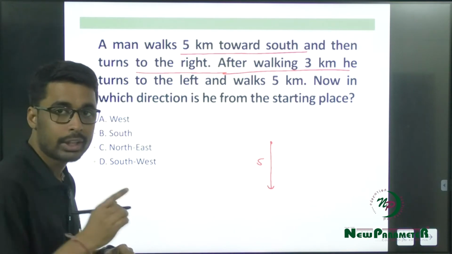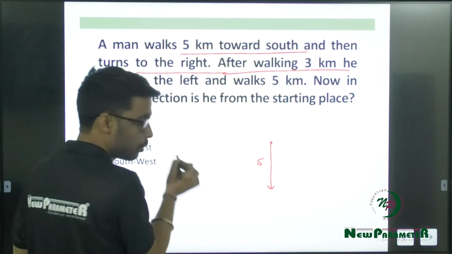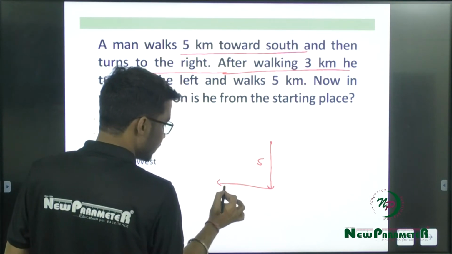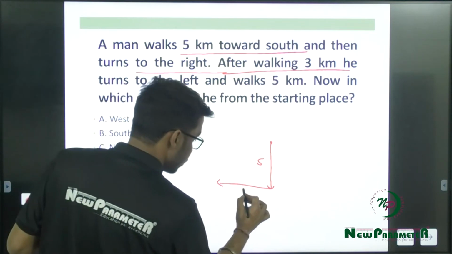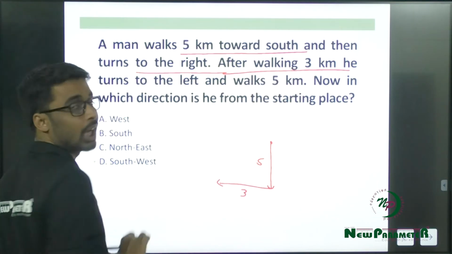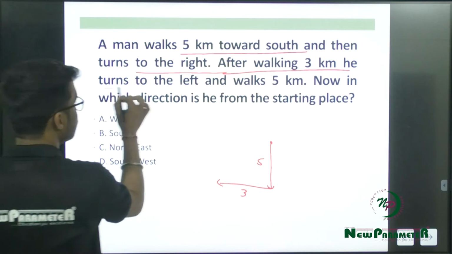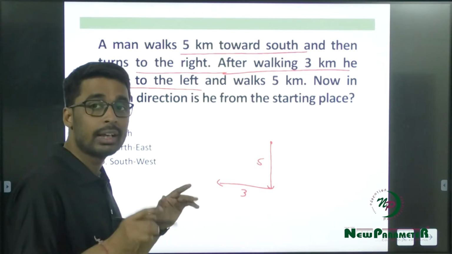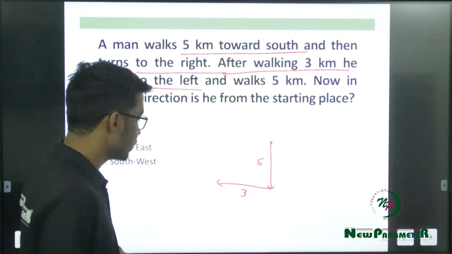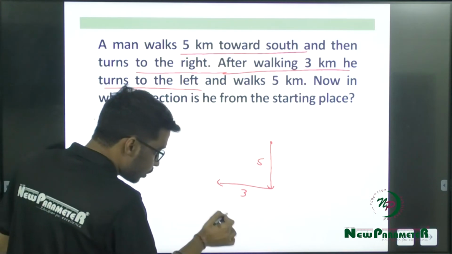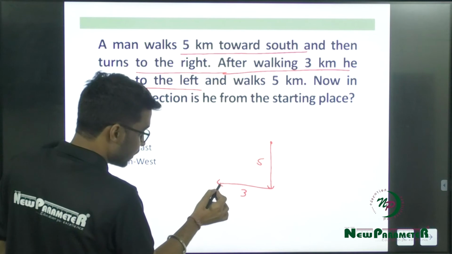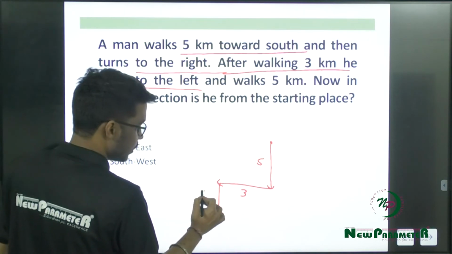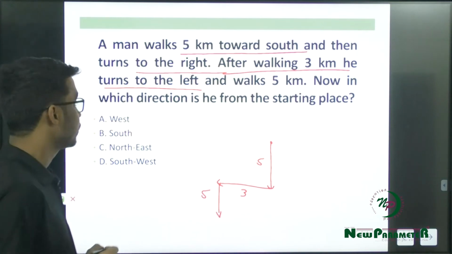As I have told you, right is always clockwise direction. From this, clockwise direction would be somewhere like this. So he would be moving towards your west direction, and this distance would be 3 kilometers. After walking 3 kilometers he turns to left. Now after walking 3 kilometers he takes a left turn, and left would be anti-clockwise direction. So from this particular point the anti-clockwise direction would be somewhere like this. So he takes a left turn and walks 5 kilometers. He walks again for 5 kilometers.